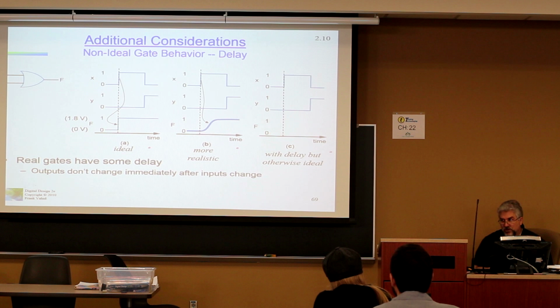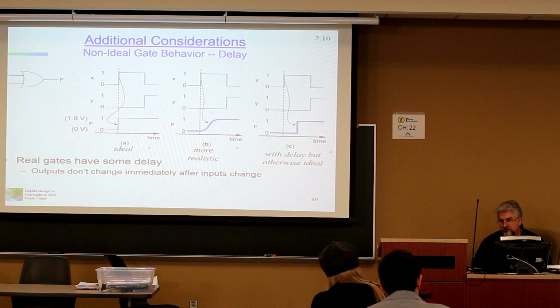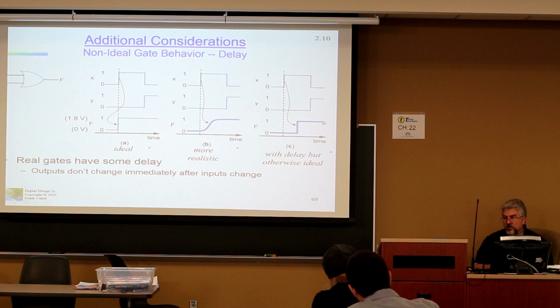So 3 nanoseconds is very, very fast, right? But it still happens. So with a delay, but otherwise ideal, might be something that would go up as a square wave, but it would still take some time to do it. So the answer is the outputs don't change immediately after the inputs change. That's what you need to remember. You don't really need to worry if this is an S-like curve. Just worry that it's a delay, but it will have some sort of increase.